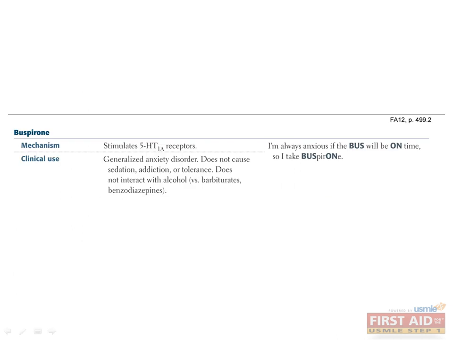The next medication we'll discuss is buspirone. This drug works as a serotonin 5-HT1A partial receptor agonist. As you may have seen earlier, this medication is used to treat generalized anxiety disorder. It's thought to be an effective medication in part because it does not cause sedation, addiction, or tolerance. It's this facet of the drug that's usually tested. I always remember this by remembering that you can't drive a bus if you're sedated. Unlike barbiturates and benzos, buspirone will not interact with alcohol.